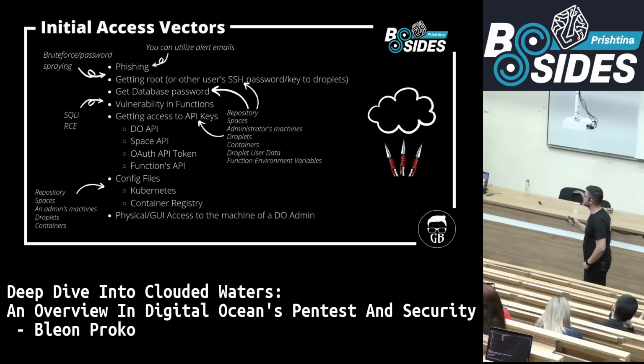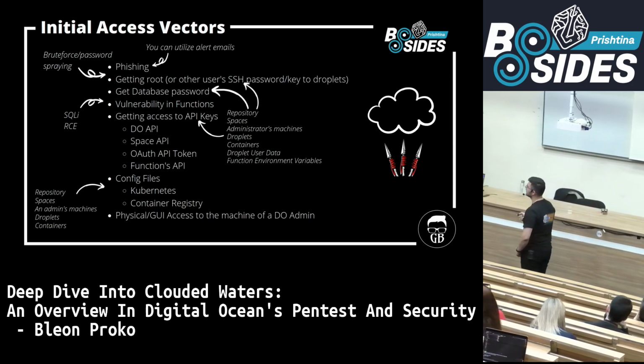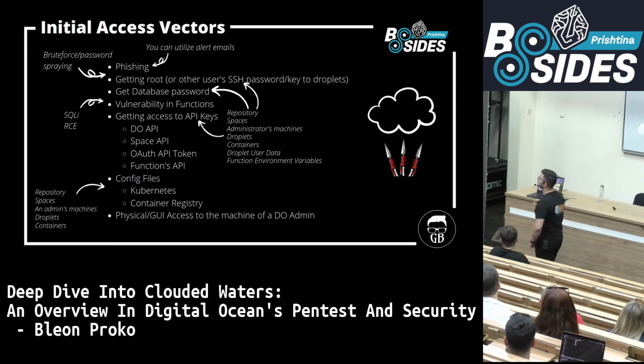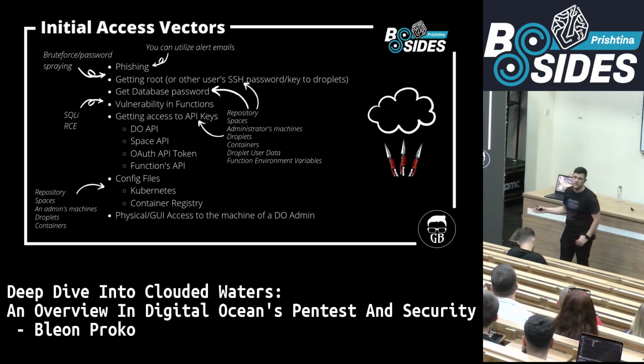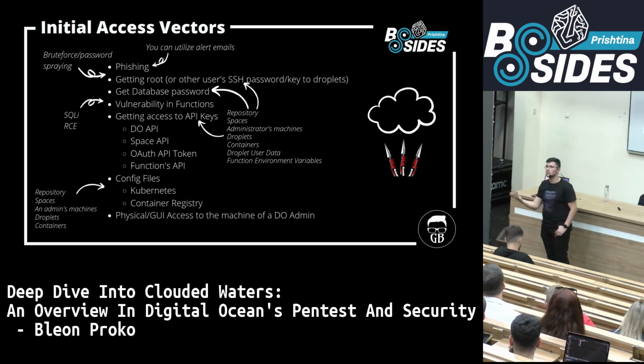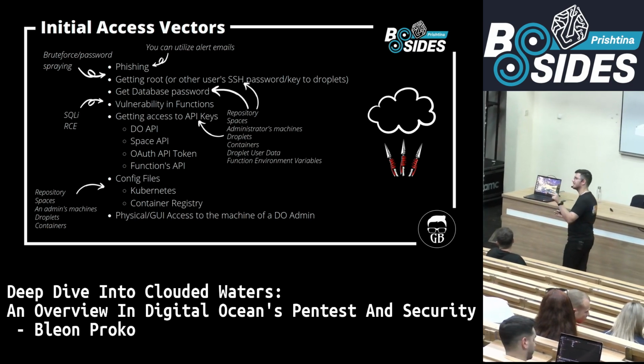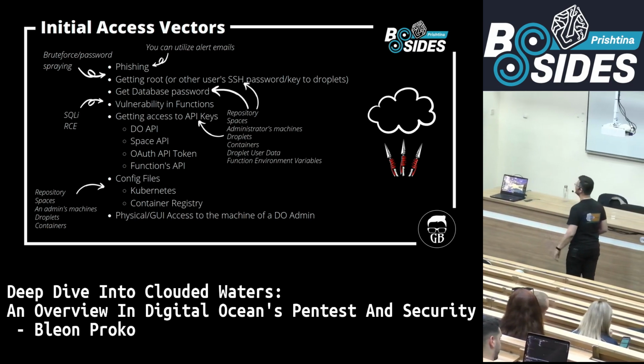Going on with the initial access. Now, there are several vectors of initial access. Phishing is the first one. You can utilize a lot of stuff for phishing. You can even create your own phishing site, which is, I would say, the second best way on DigitalOcean.